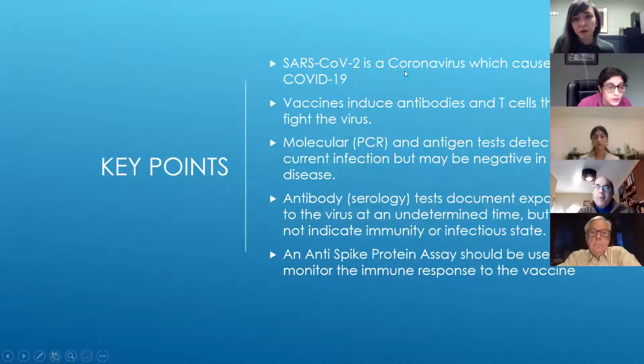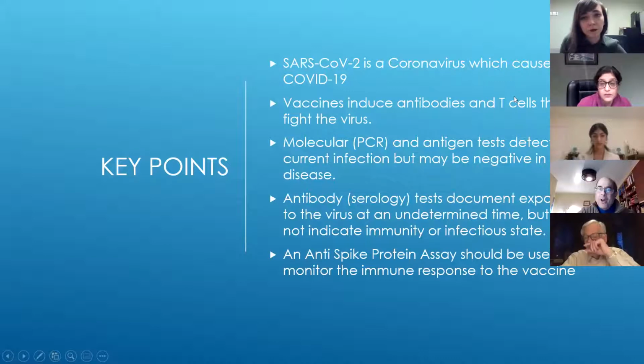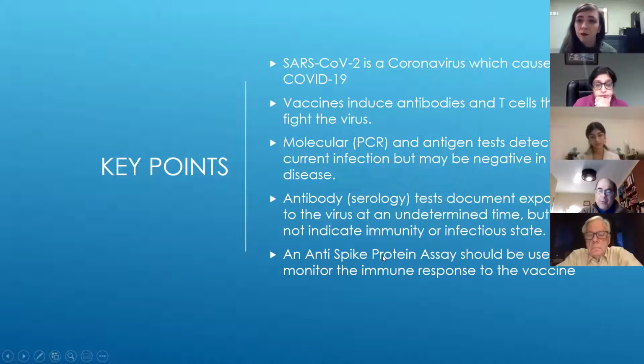So to sum up my portion of the talk, SARS-CoV-2 is the coronavirus that causes COVID-19. Vaccines induce antibodies and T cells. We didn't talk about those, but that's another part of the immune response that fight the virus. We have molecular and antigen tests to diagnose a current infection, and antibody tests to diagnose exposure or to monitor the response to the vaccine. And if we monitor the response to the vaccine, we should use the anti-spike protein assay, not the anti-nucleocapsid protein.